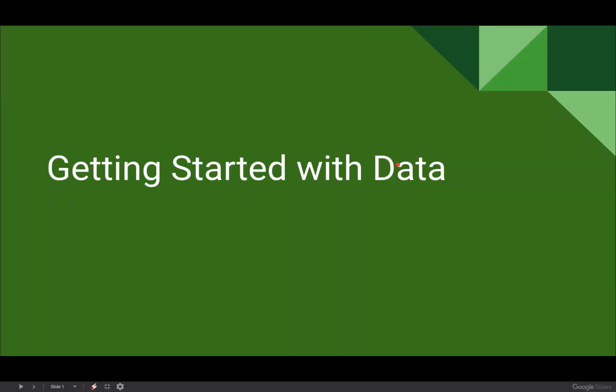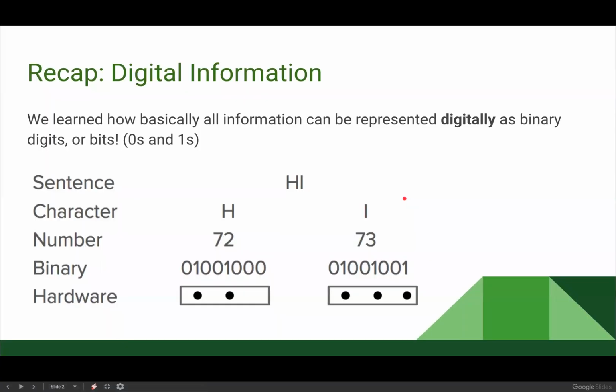This is our first lesson in our data unit, where we're talking about how computers and programs make use of the data that we have all around us. As a very brief recap of digital information, we learned how pretty much every piece of information is able to be represented digitally as binary digits or bits. We talked about text, we talked about images. We can represent absolutely everything as binary. We can make our information become digital so that computers are able to store and process it.